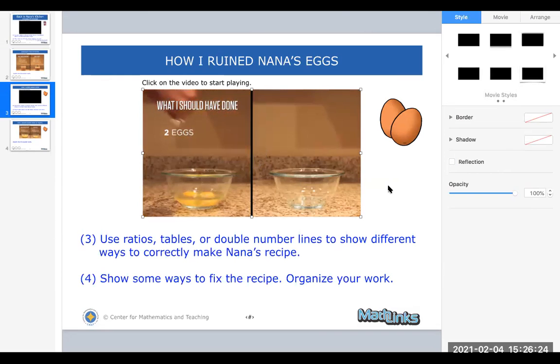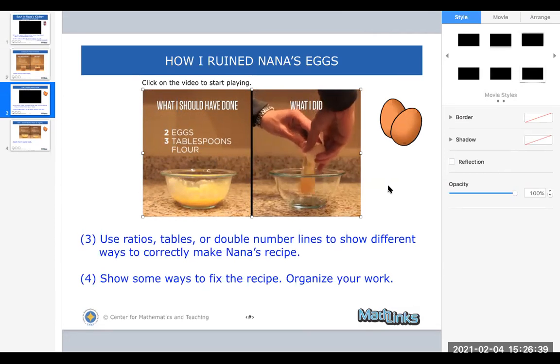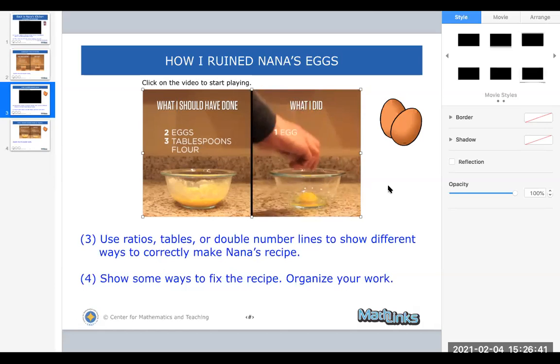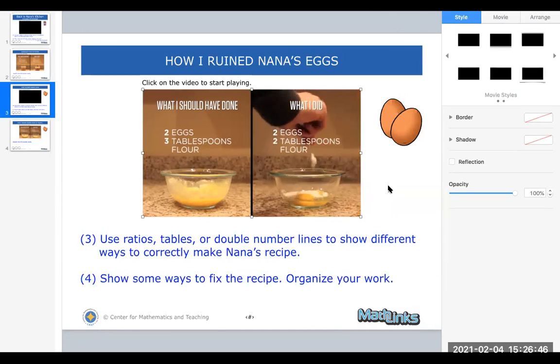Nana wants her eggs, 2 eggs with flour. 3 tablespoons flour. 3 is the ratio. But you accidentally put in 2 eggs and 4. Oh no. So it's too much flour.